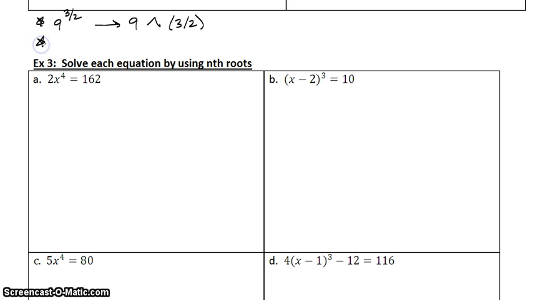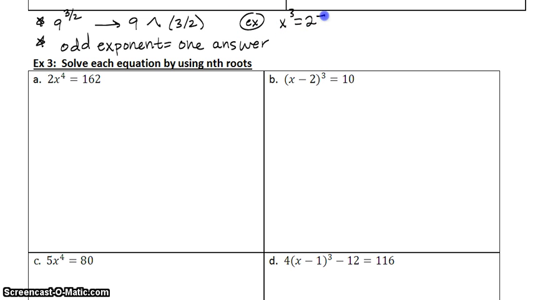One more comment I want to make. In general, if you have an odd exponent for an exponential statement, you're going to have one answer for your problem. We're going to talk about these in a little bit. An odd exponent equals one answer. For example, let's say I had x cubed equals 27. Here's what I mean. There's only one thing that I could put in for x to make this a true statement. The only thing I could use is 3. So there's only one answer. See, if you did a negative 3, it would be negative 27, which is not equivalent.